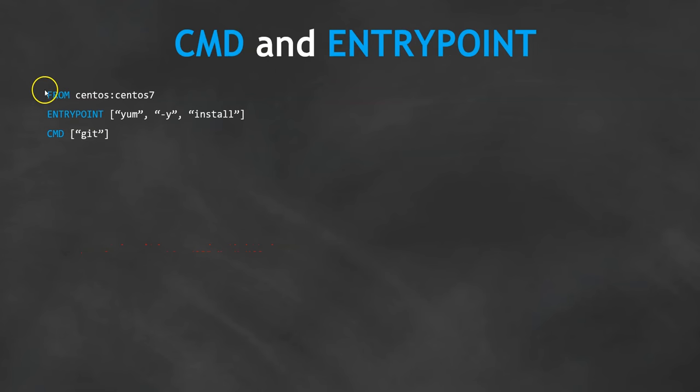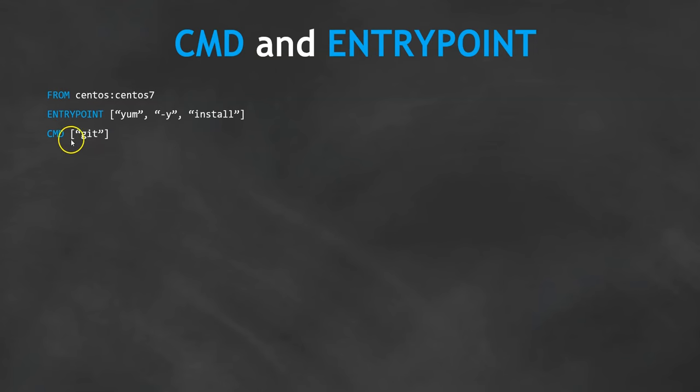So that is where we can use the CMD and entry point combination. Here you can see we are pulling the image, and for entry point I'm just mentioning m-y install. I'm not giving the package name. The package name I can give in the CMD prompt. Now what will happen if I don't provide any arguments? This entry point will take the argument of CMD and execute it.